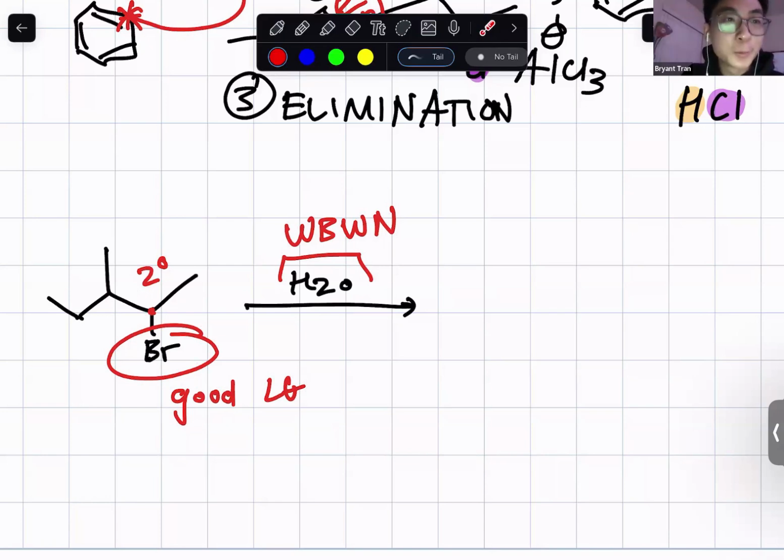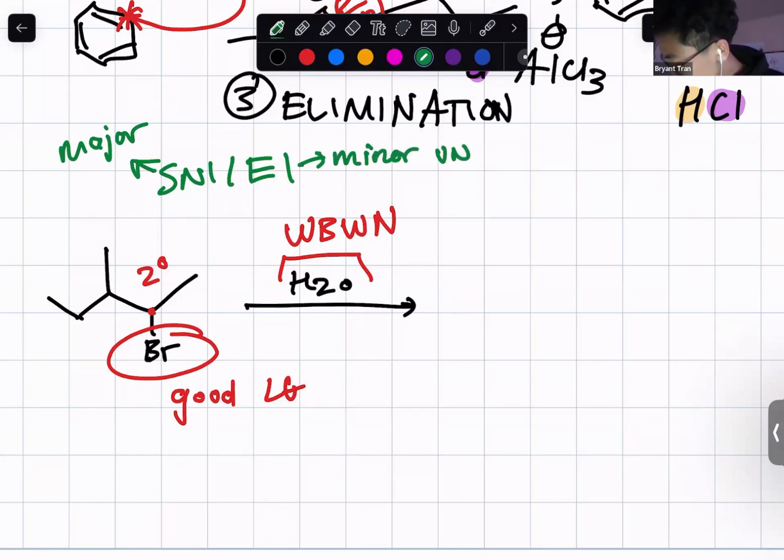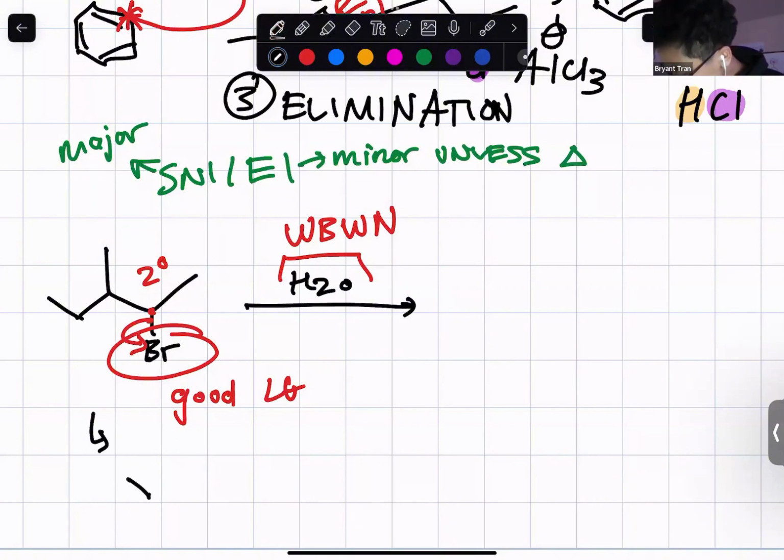E1 and SN1 will both happen together, right? The major product would be SN1, and the minor product would be the E1, unless you add heat to it. So the first step of the mechanism is to kick out the leaving group. And we were able to do so because we are able to form a stable carbocation to exist.